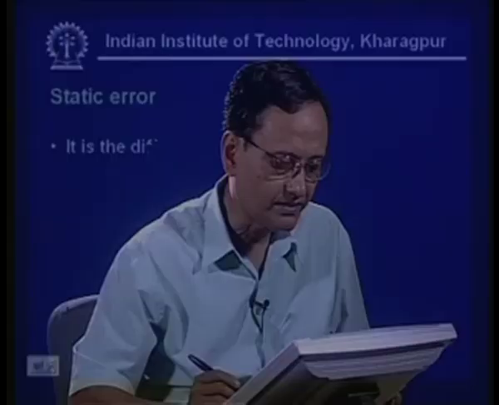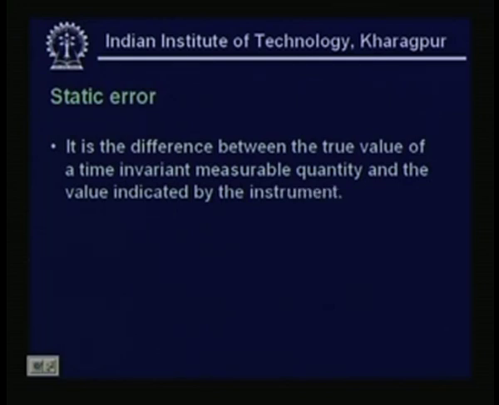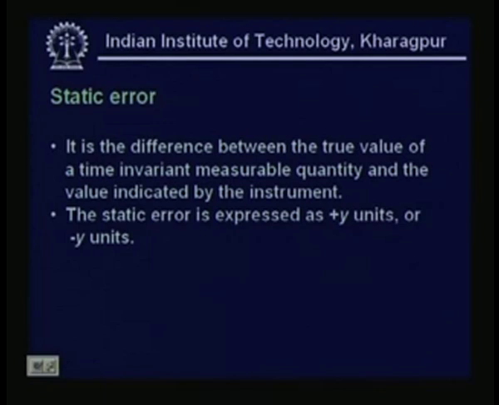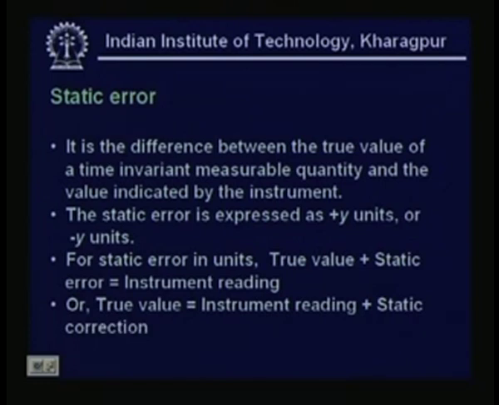Now, static error is the difference between the true value of a time invariant measurable quantity and the value indicated by the instrument. The static error is expressed as plus or minus some units. True value plus static error is the instrument reading, or true value equals instrument reading plus static correction, quite obviously because static correction is the opposite of static error.